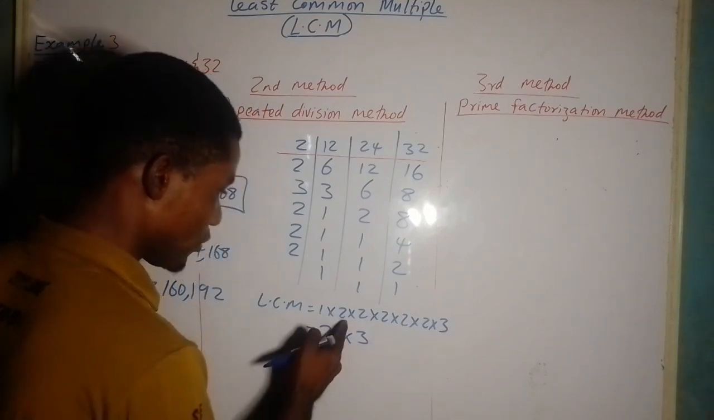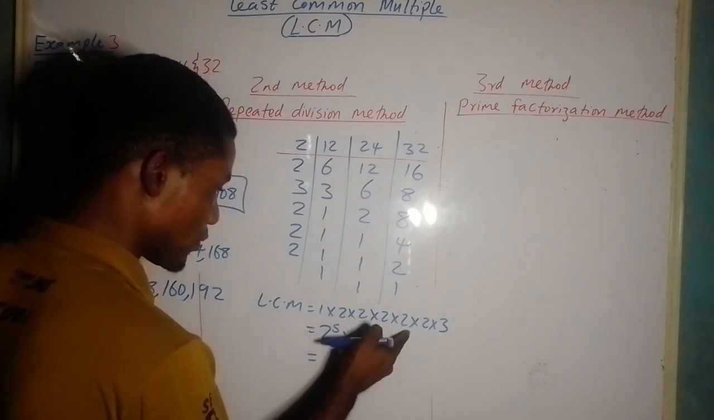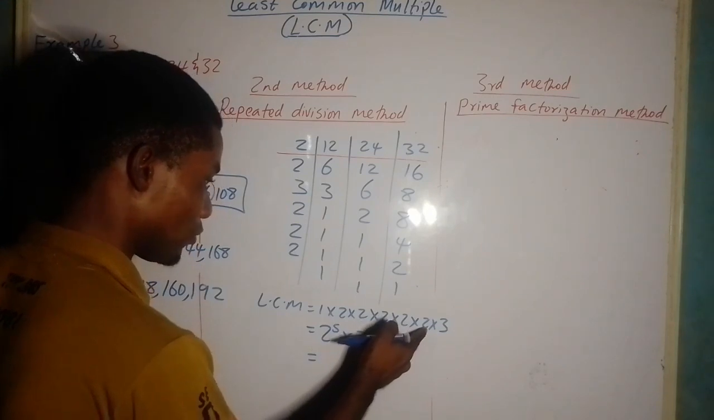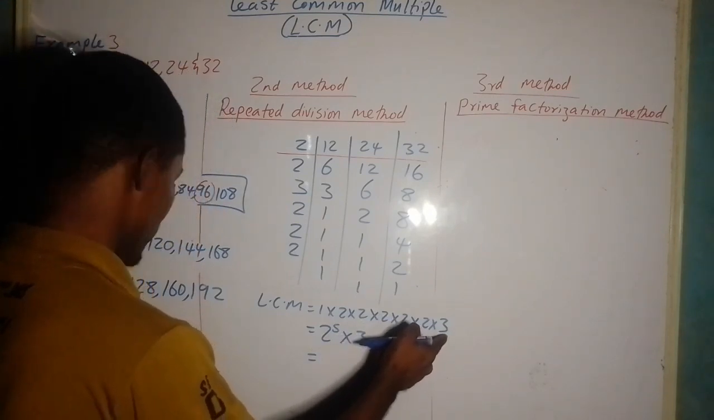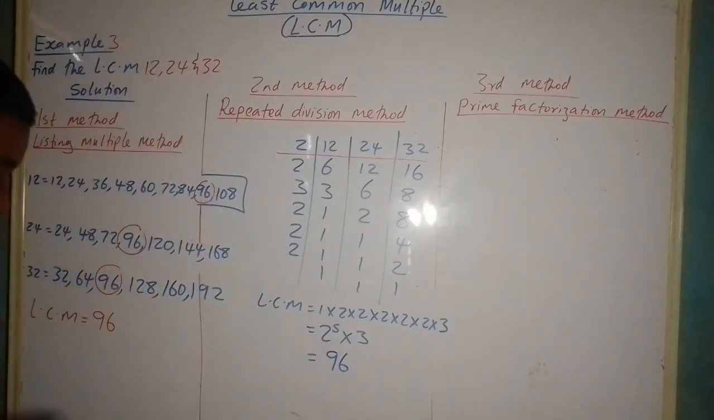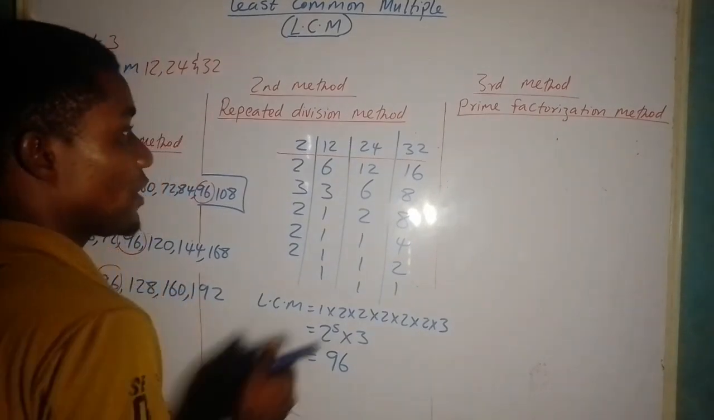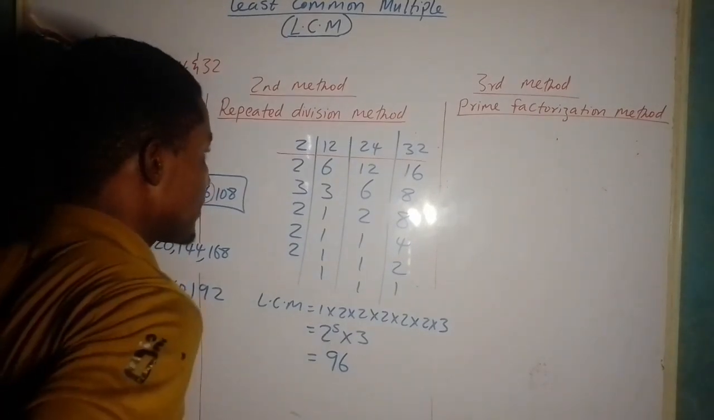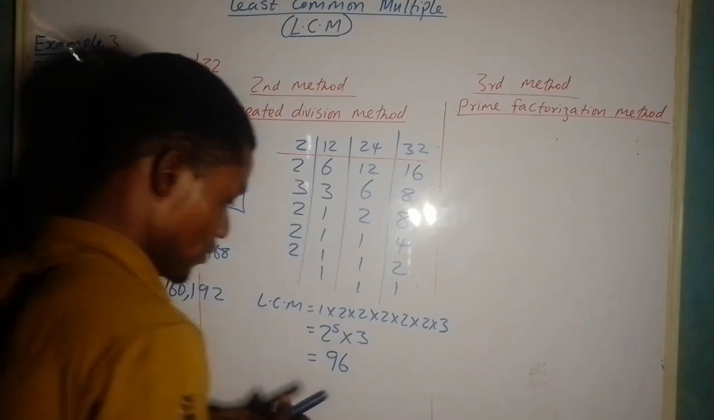So let's find this. 2 times 2, 4. 4 times 2, 8. 8 times 2, that's 16. 16 times 2, that's 32. 32 times 3, that is going to give us 96. So that is our LCM for the second method. Now let's use the third method to find the LCM of the three numbers given to us.